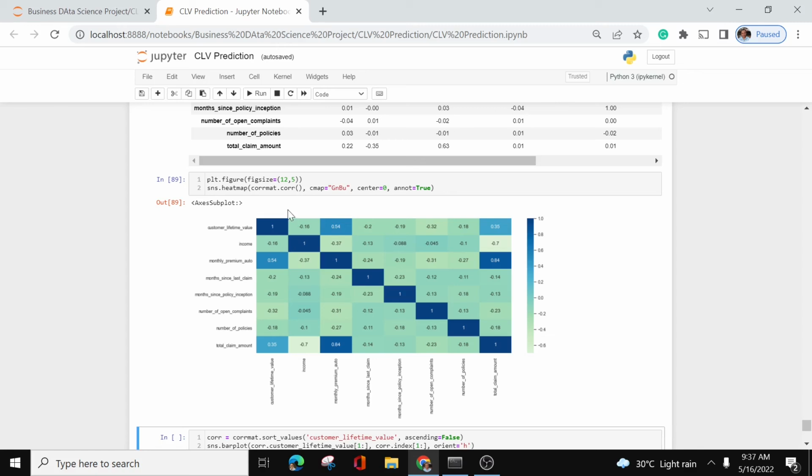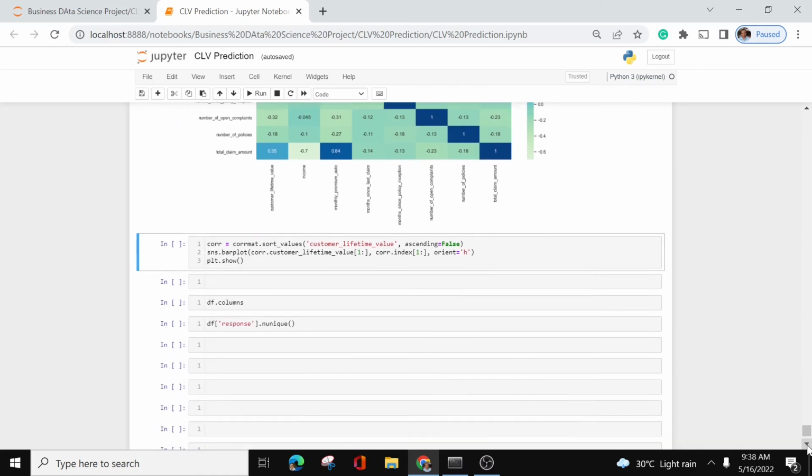Of course, it's with the customer lifetime value, and we have the total claim amount. Of course, that's also understandable. So when you have a higher premium auto, then the claim amount would also be higher. Very understandable. Others are negative as well, but let's have a very interesting negative correlation, which is 0.31. And then we have 0.037 income, the monthly premium income. And then we have the number of open complaints. So they have higher negative correlation.